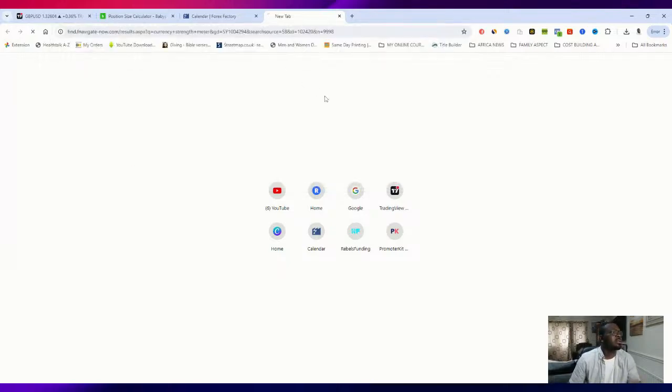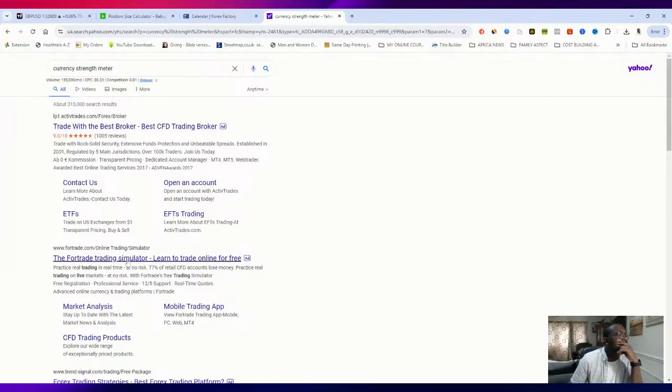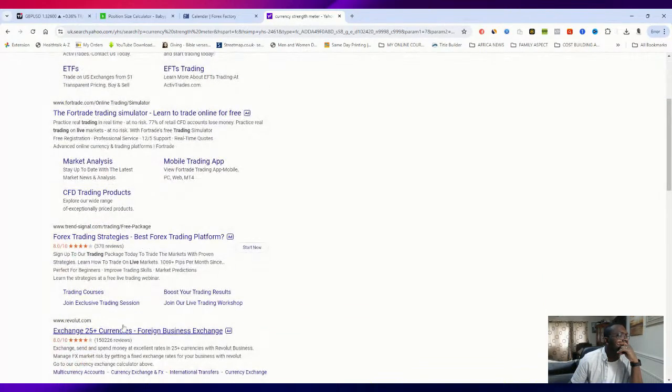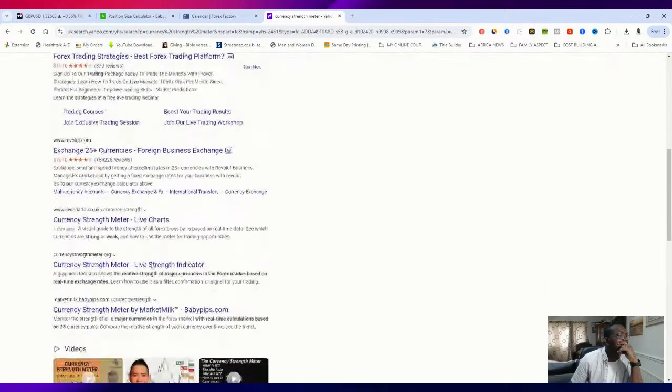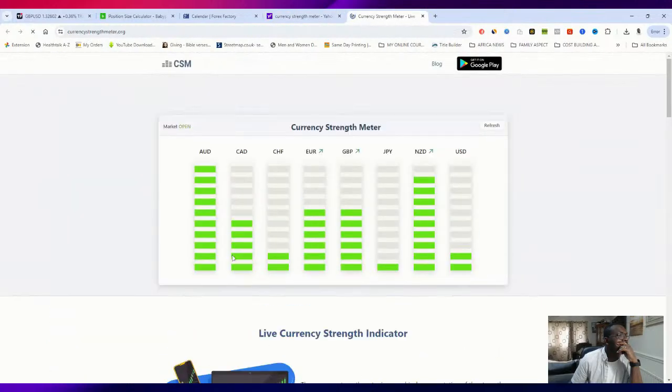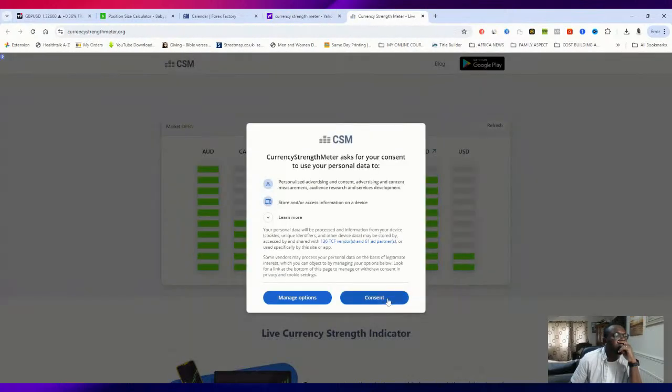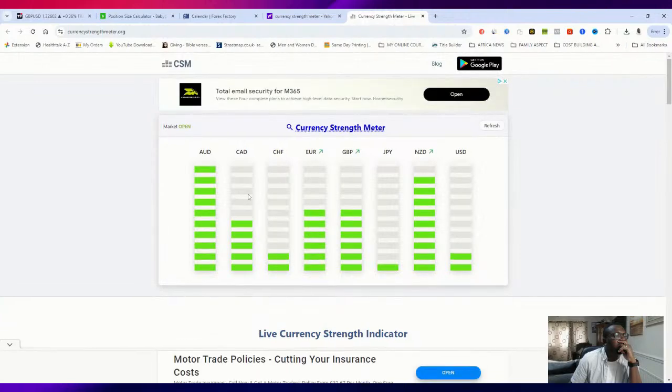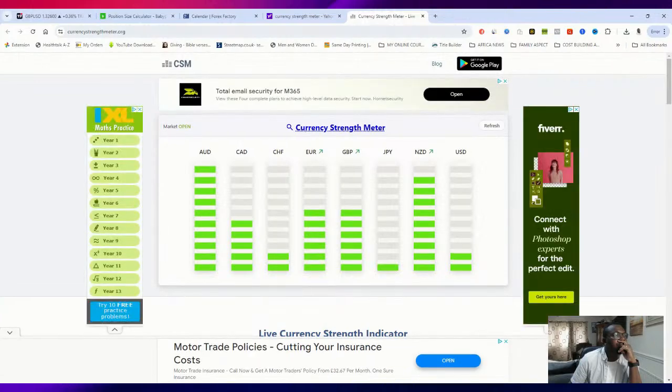Let's look at the currency strength meter to see what we're up against. Where is it? Okay, GU is strong. That's all right.